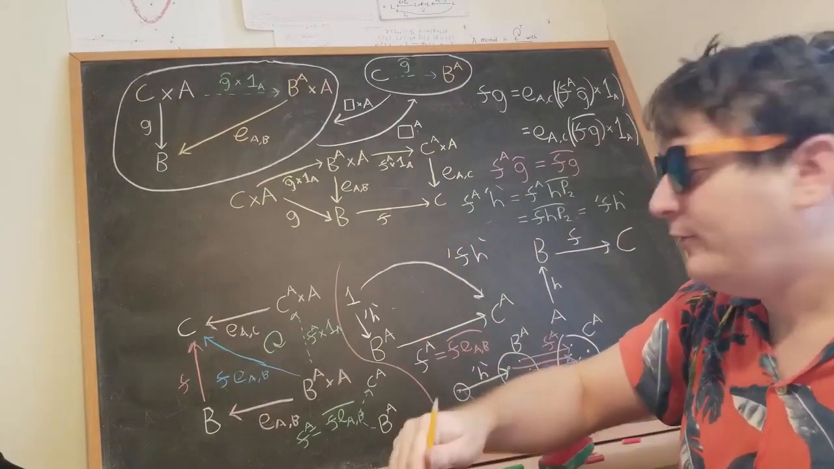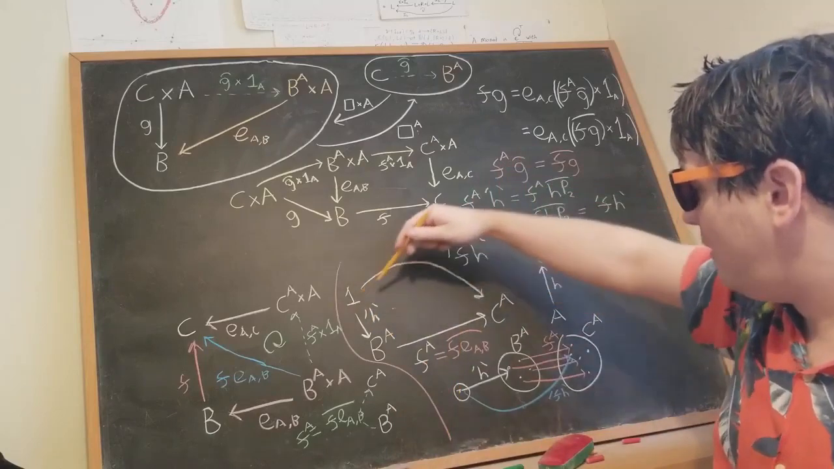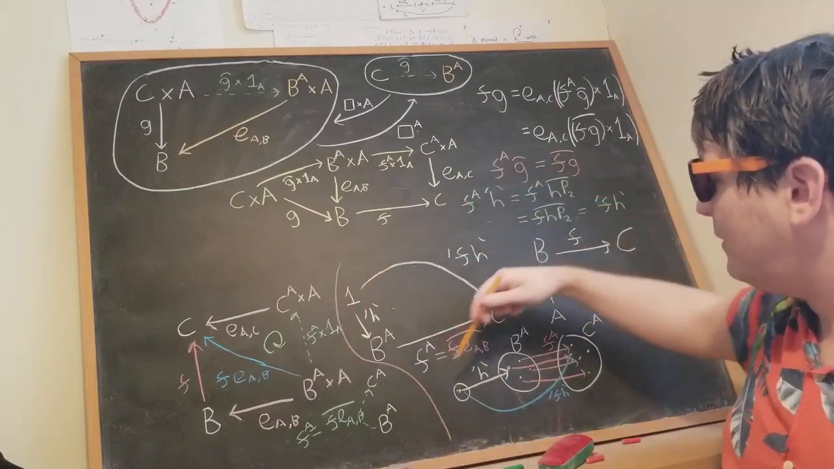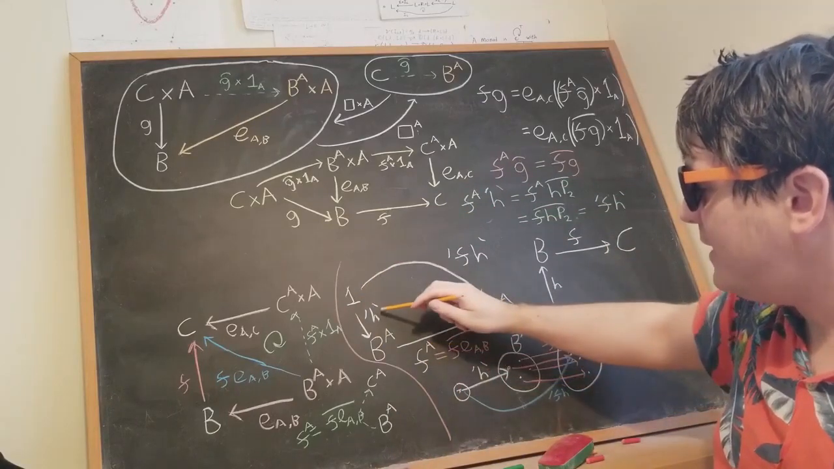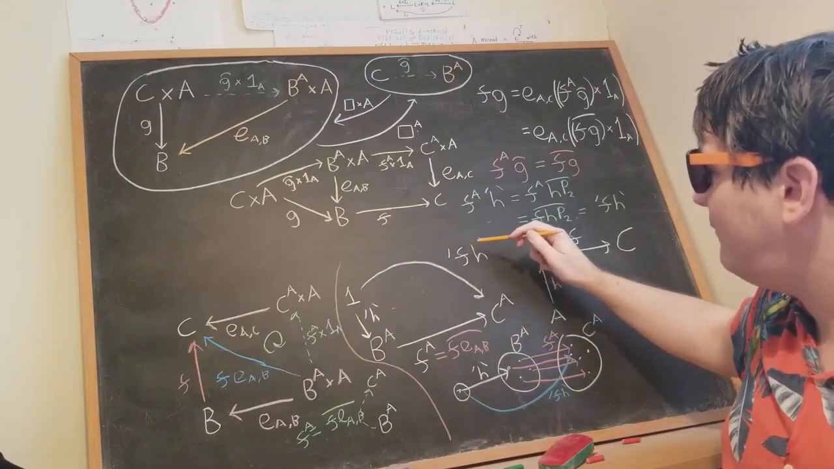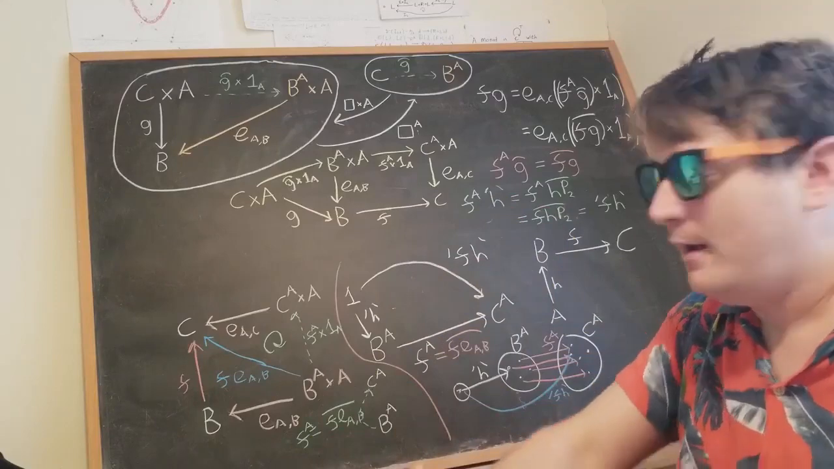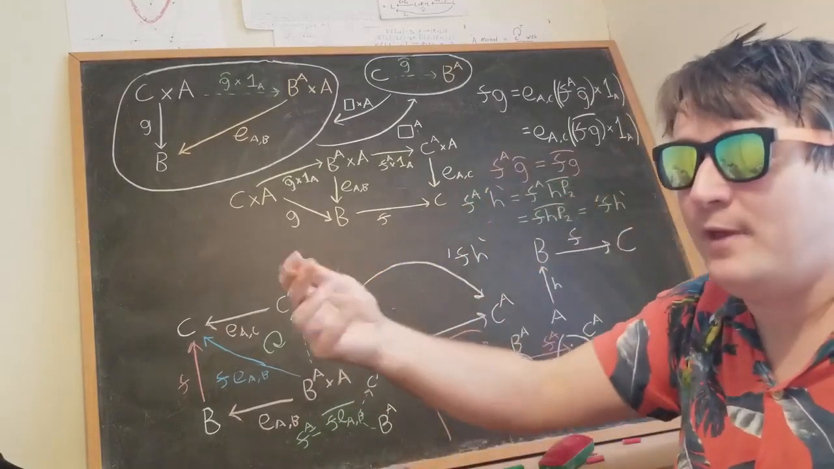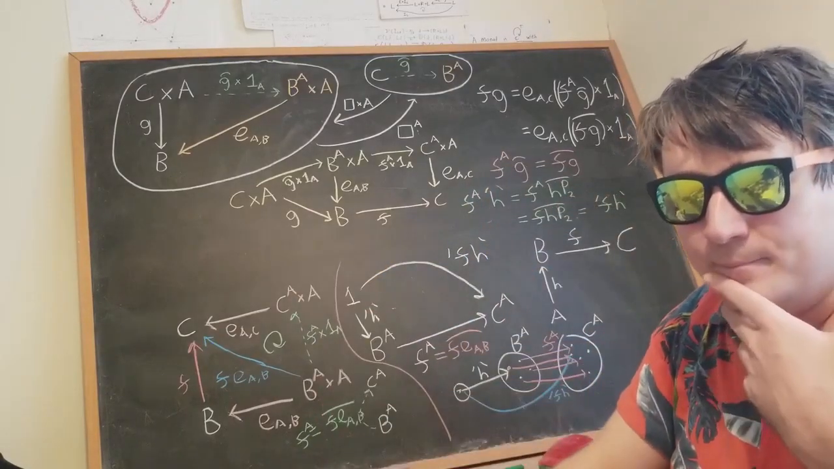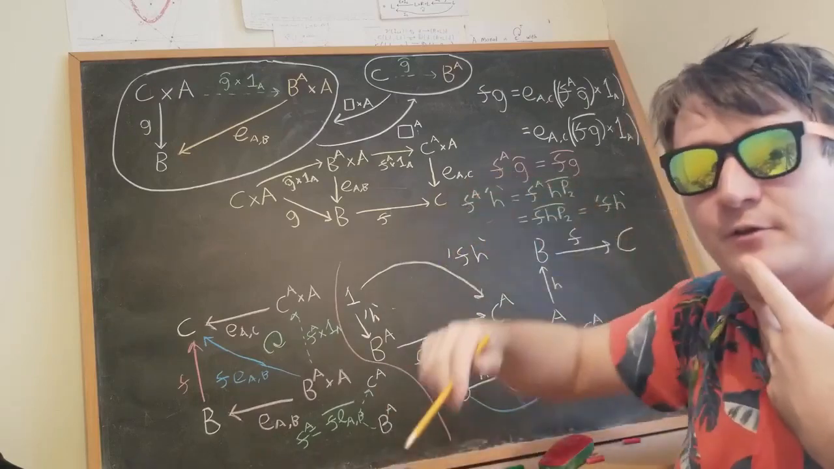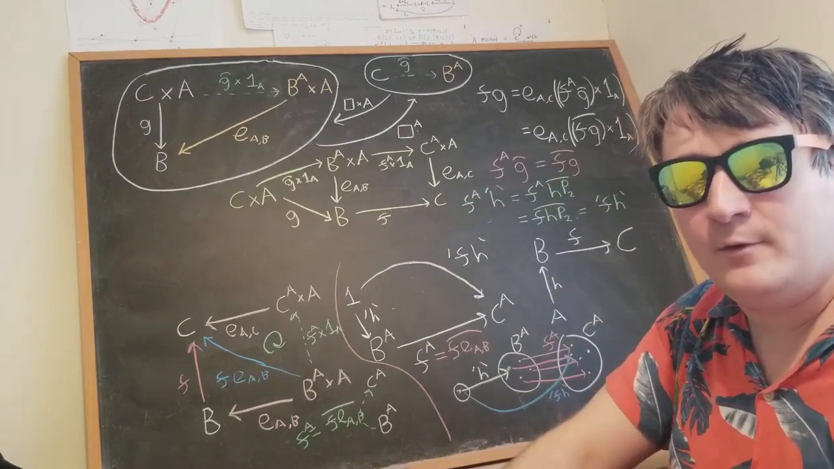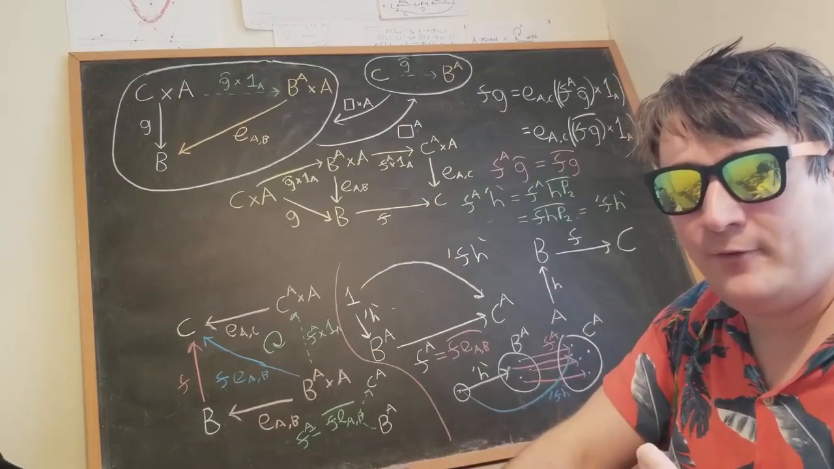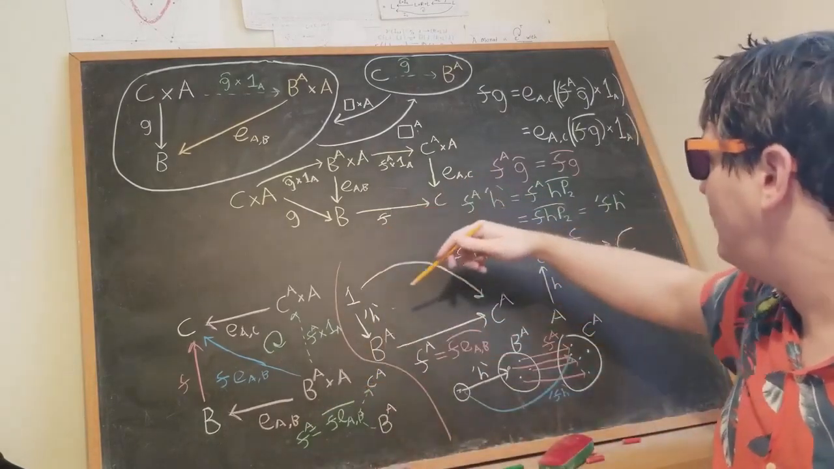Now, let's get to the matter in hand, which is to show that this kind of triangle commutes, to show that doing F to the power of A on the name of H gives us the name of F after H, okay? The name of F after H. So how are we going to show this? Well, actually, we're going to go one better. We're going to show something more general.